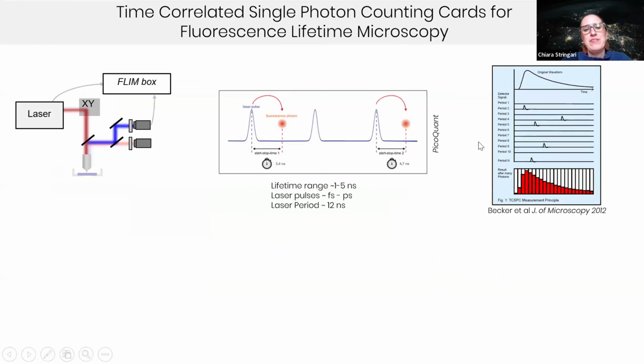You can do FLIM in the time domain or in the frequency domain. In the time domain, you can do time-correlated single photon counting, also called TCSPC cards, and you need special electronics to do this. You measure the arrival time of every photon with respect to the laser pulse, and then you build your statistics and your multi-exponential decay. So as I said, you need special electronics.